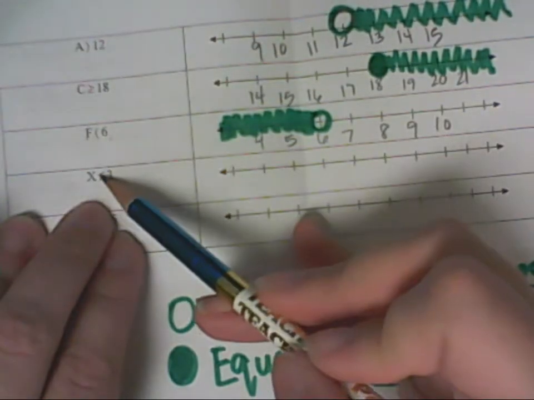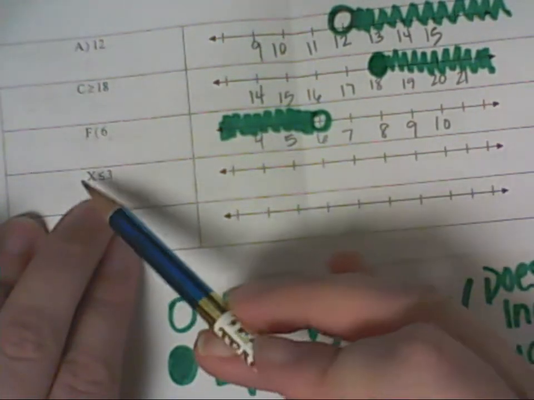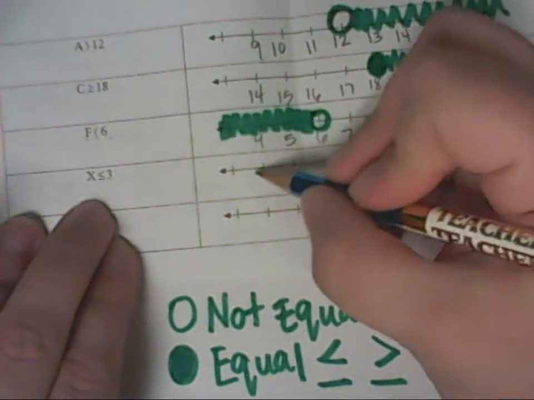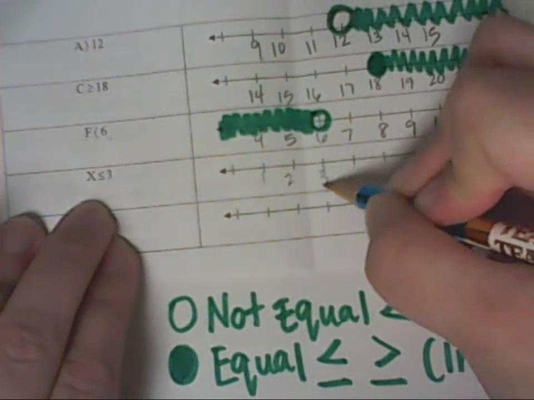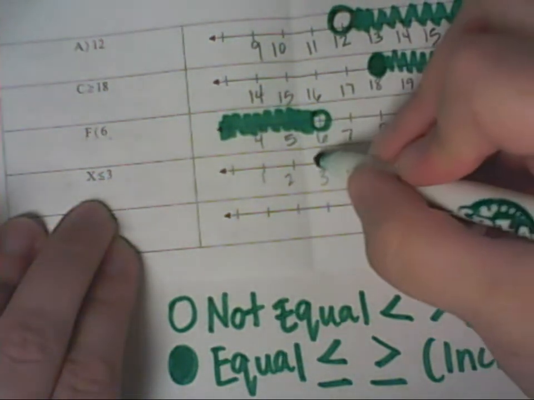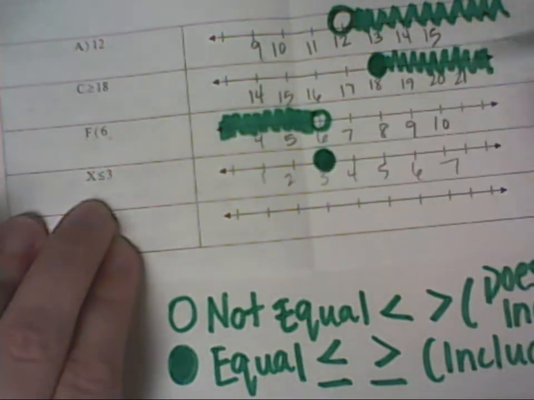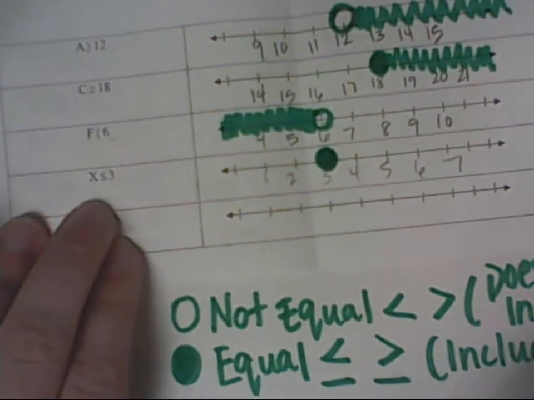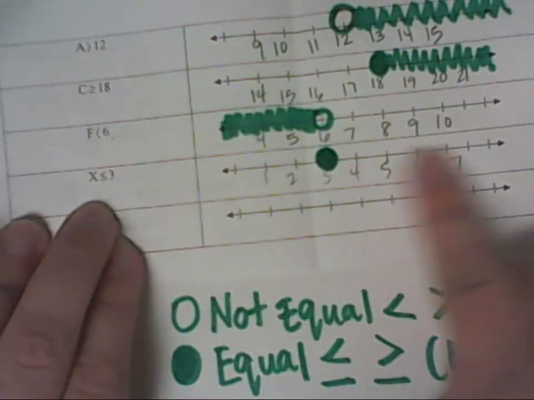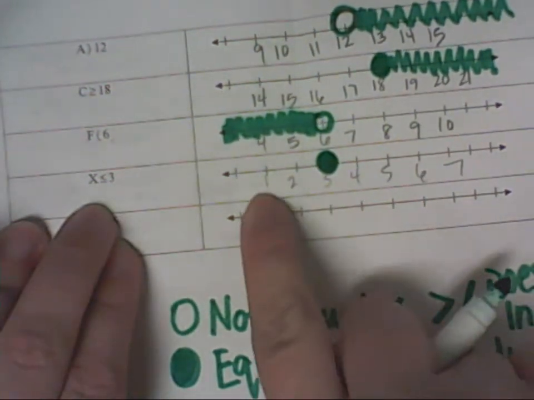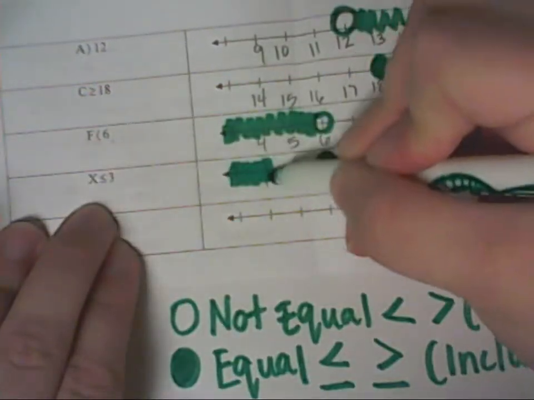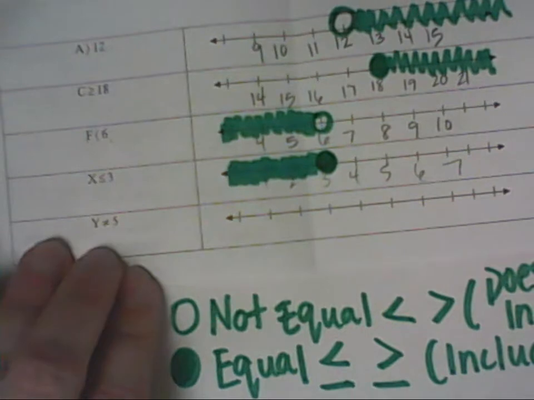Let's look at the next one. X is less than or equal to 3. Since it's less than or equal to, what kind of circle are we going to have on 3? Good, a closed circle. A closed circle on the 3. And now we're going to try a number. I'm going to pick the number 7. Is 7 less than or equal to 3? No, so we're not going to shade that way. Let's try the other side. 1. Is 1 less than or equal to 3? Yes, we're going to shade that direction.